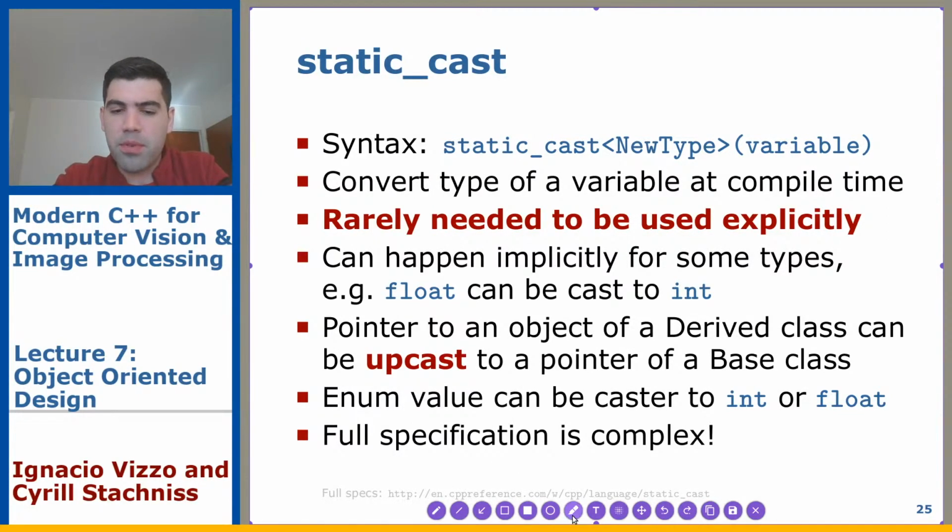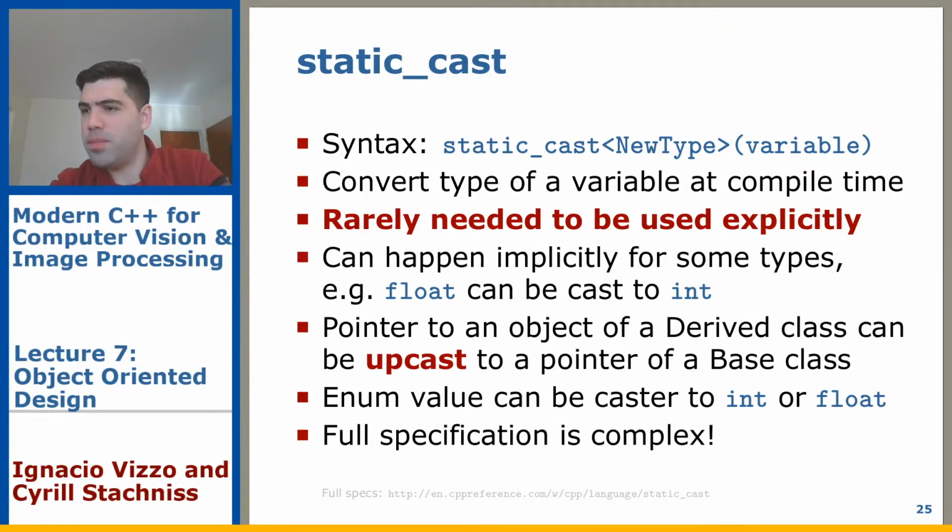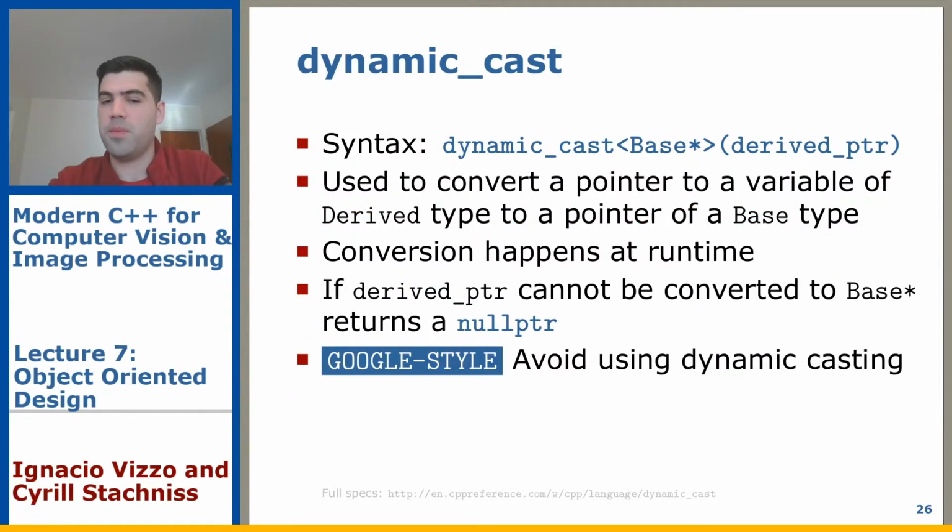And for example, for classes, a pointer to an object of a derived class can upcast to a pointer of a base class. So for example, you can do a static cast from a rectangle to a square, right? The full specification is complex, but this is probably the one you might be using.